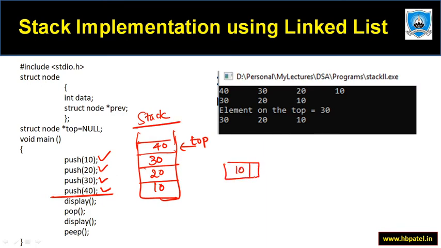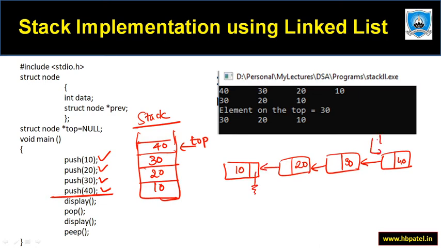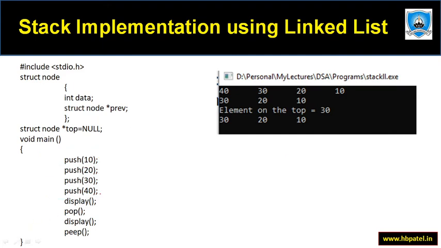If I have to do this with a linked list, it would look something like this. I am having 10 first, then 20, then 30, then 40. The fourth element is pointing to the third, pointing to the second, pointing to the first, and the first is null, and my top is over here. I am going to make this push function in such a way that it creates this type of linked list.